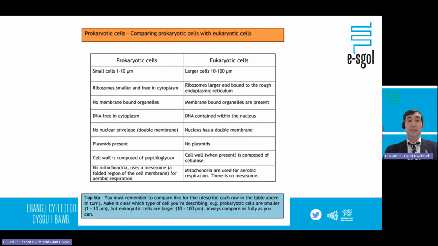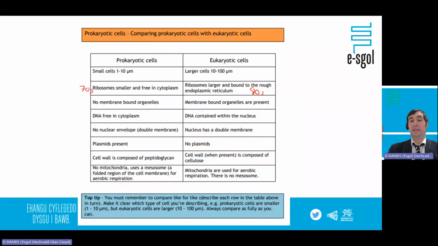Okay, another comparison here. You can compare these either in a table or in a Venn diagram if you'd like. Prokaryotic cells tend to be smaller, eukaryotic cells tend to be larger. Ribosomes are free in the cytoplasm here. Ribosomes are large and bound to the rough endoplasmic reticulum. So you'll sometimes see 70S ribosomes and 80S ribosomes. What that 80S means is there's 80 subunits.